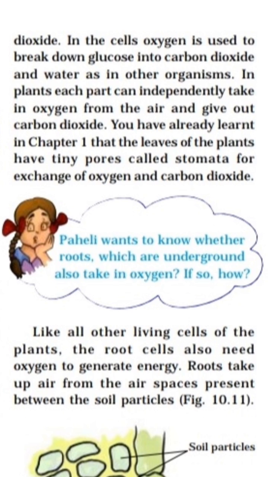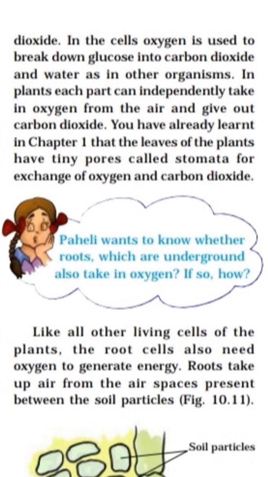You have already learned in chapter 1 that the leaves of the plant have tiny pores called stomata for the exchange of oxygen and carbon dioxide. We already learned in chapter one, Nutrition in Plants, that plant leaves have tiny pores called stomata, which are helpful for the exchange of oxygen and carbon dioxide.